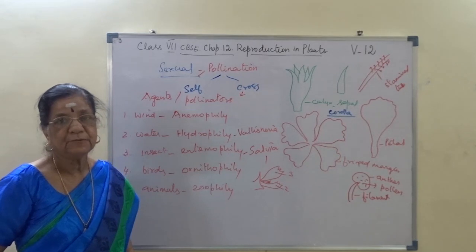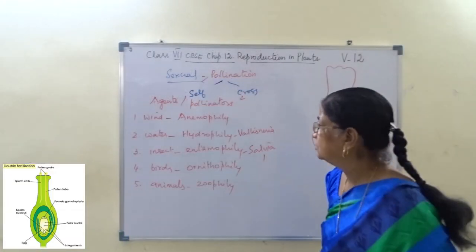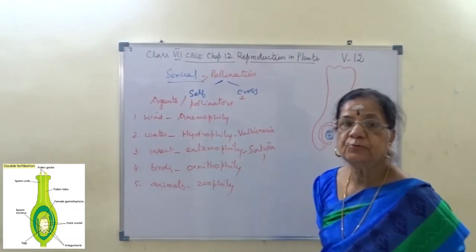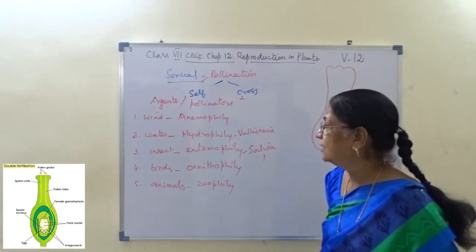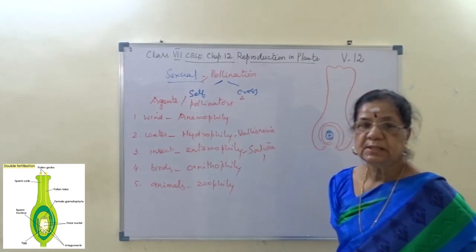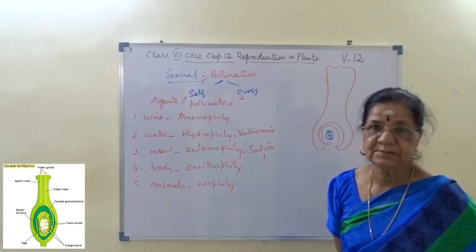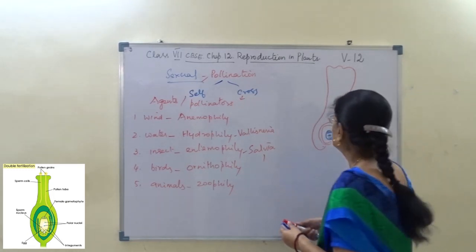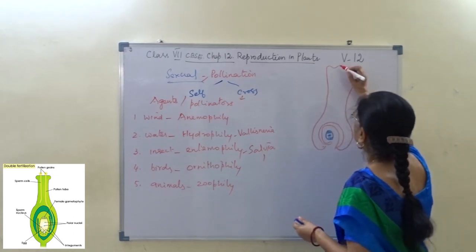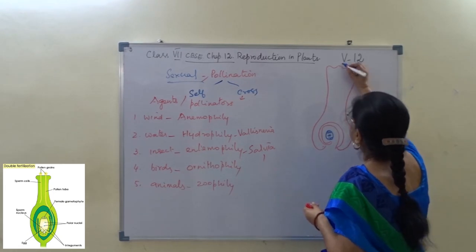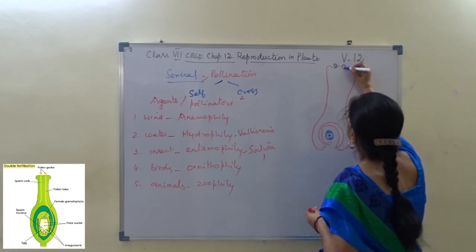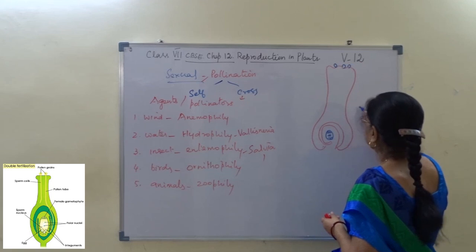We'll just continue. The agencies of pollination, or pollinators, are wind, water, insects and animals. Now these agencies make the pollen grain reach the stigma. It will sit on the stigma like this.